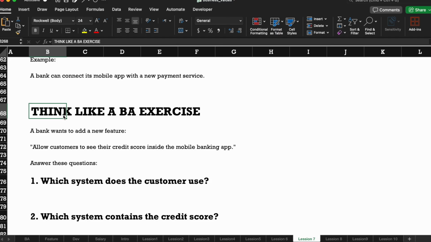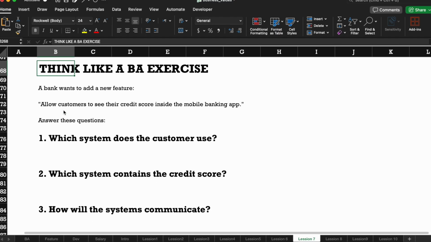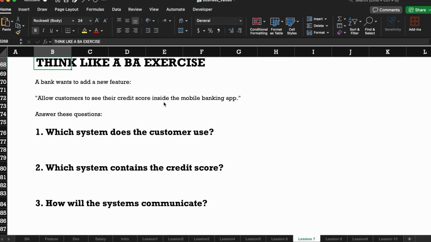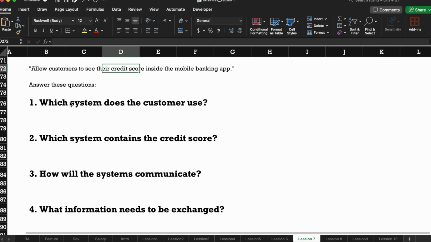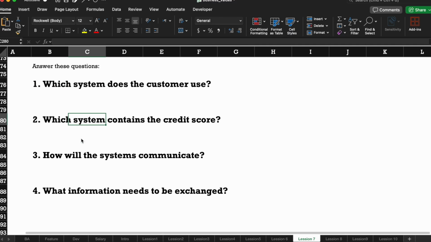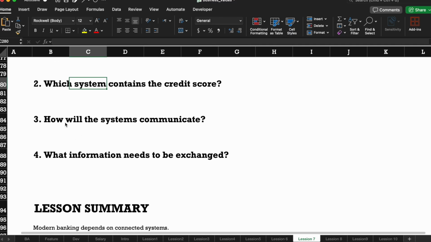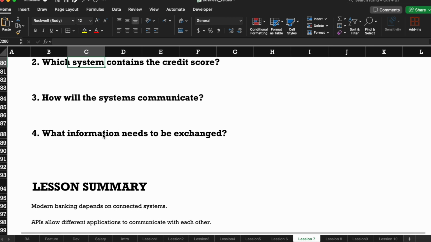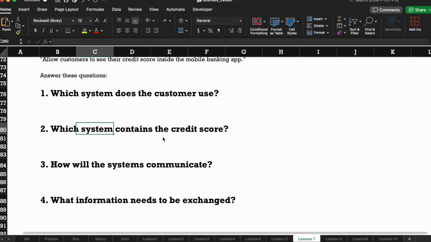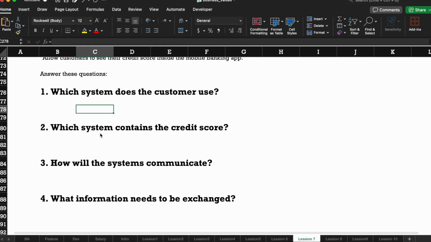Think like a BA exercise. In this exercise, the bank wants to add a new feature: allow customers to see their credit score inside the mobile banking app. You have seen this picture, but just answer these questions. Which system does the customer use? Which system contains the credit score? How will the systems communicate? What information needs to be exchanged? So I'll leave it to you. You fill in this information.